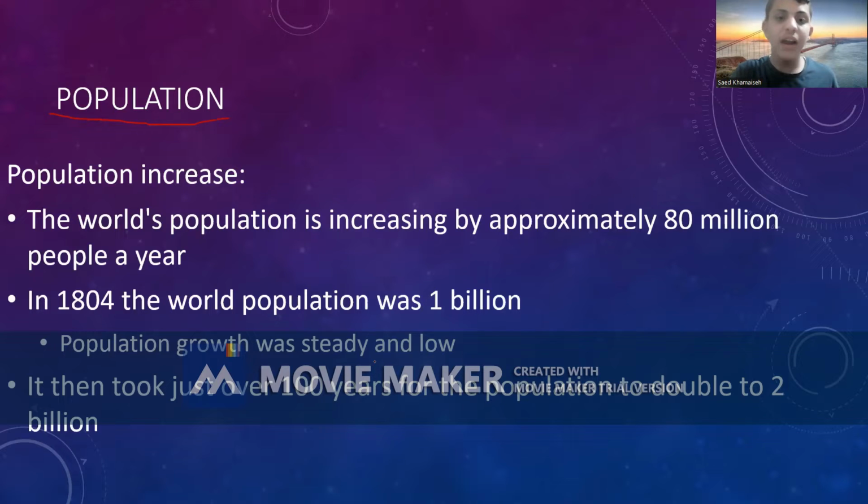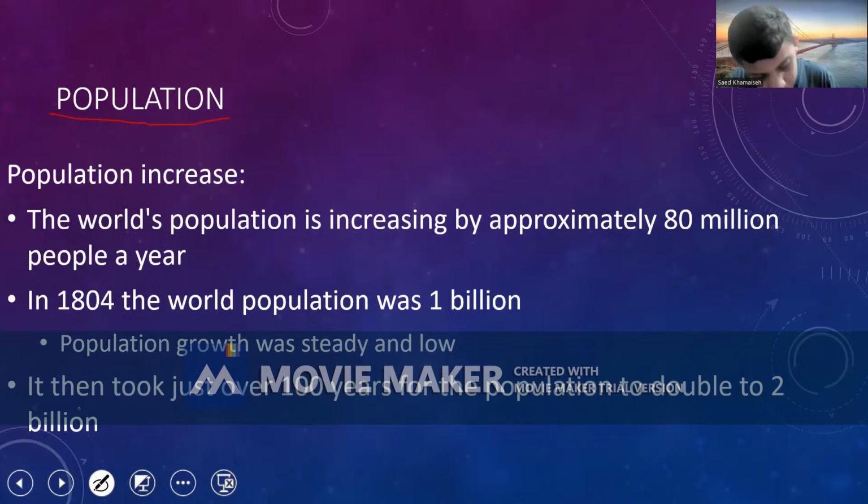It means very near to 80 million people a year. So the world population is increasing by approximately 80 million a year.